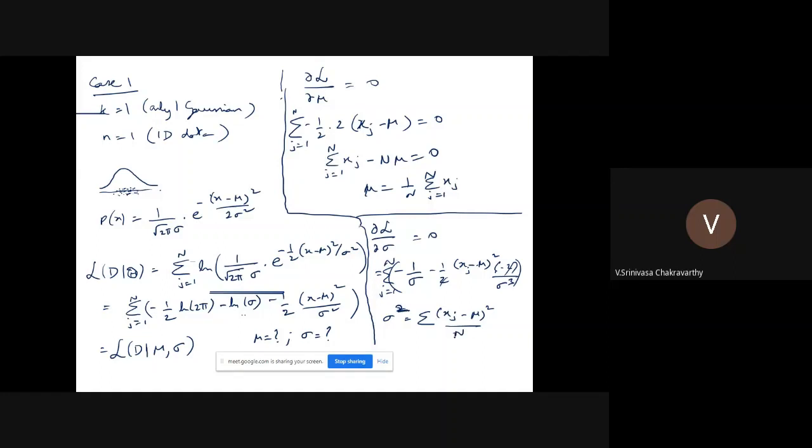This is nothing but the variance of the data. So it is quite intuitive and it's giving you what you expect. When you're trying to fit a single Gaussian to a bunch of data, the μ of that Gaussian should be the average of the data, and sigma square should be equal to the variance of the data, which is what you expect. And you see that this grand framework is giving you, in this special case, the kind of results that you expect.